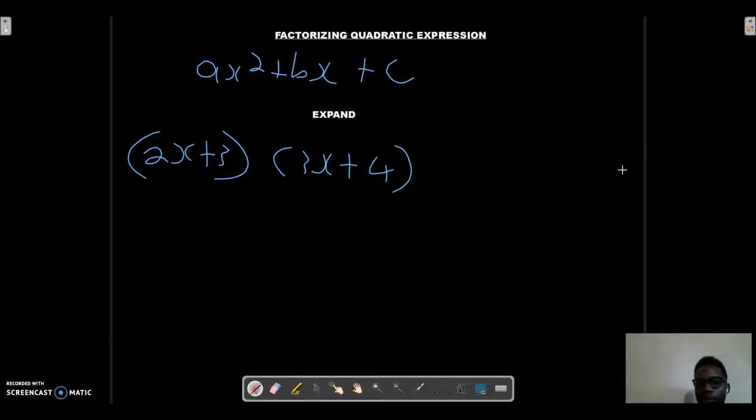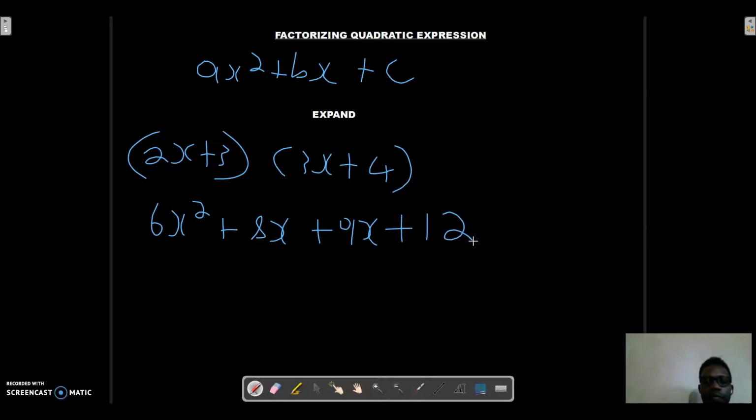So I'm going to have 2x times 3x, which gives me 6x squared. I'm then going to have 2x times 4, which gives me a positive 8x. I'm going to have 3 times 3x, which gives me 9x. And then I'm going to have 3 times 4, which gives me 12. Now, there is something unique about this expansion. For instance, here we have 4 terms.